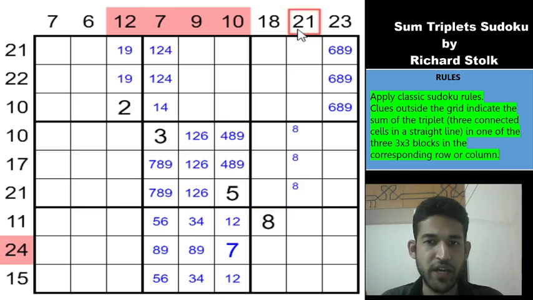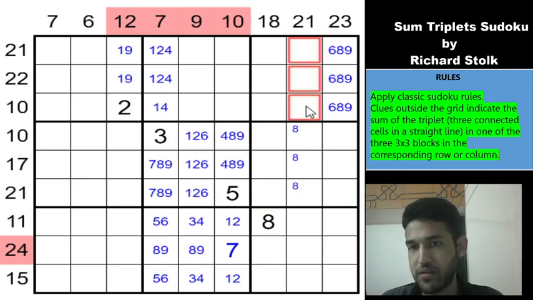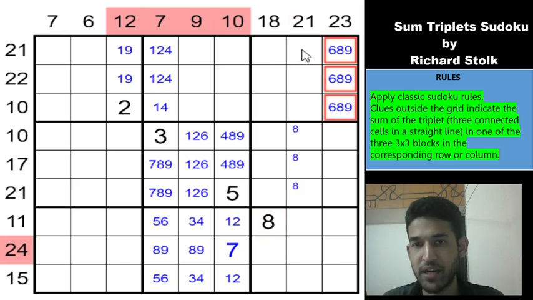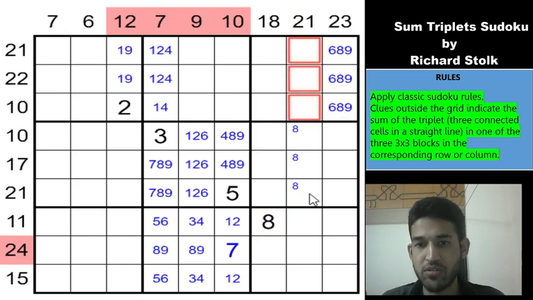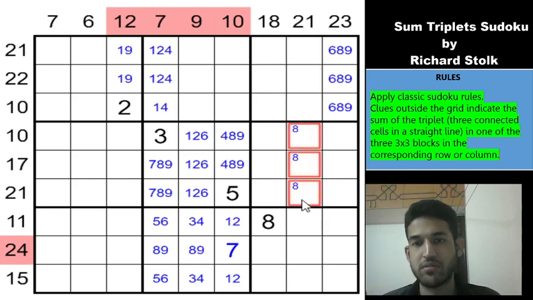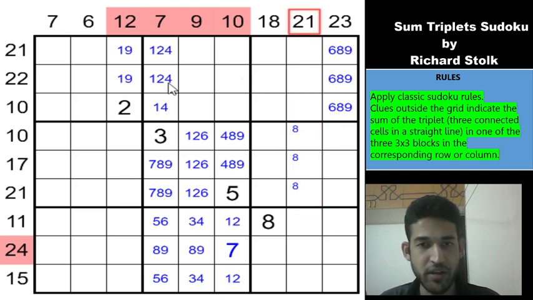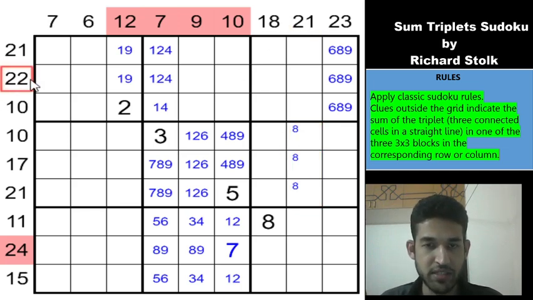Can I go for the 21 now? 21 cannot be here, right? Because 6, 8, 9 is here and you cannot have 21 now. The 21 may go here or here. Okay, I don't think we can do something with the 21 here. But this 22 looks interesting, guys.